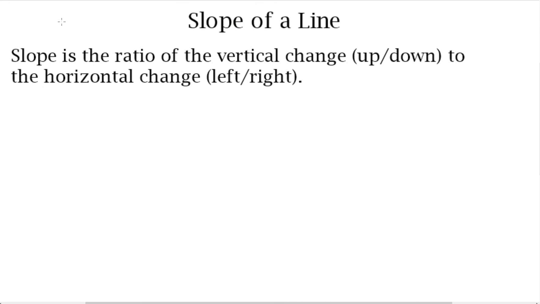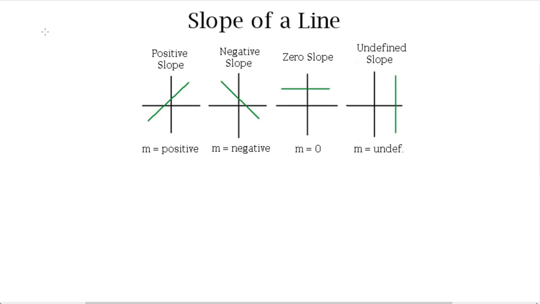Slope is the ratio of the vertical change up or down of a line to the horizontal change left to right. For any straight line, there's only 4 different types of slope, and the slope is read from left to right. So if we look at this line from left to right, we can see that this slope is increasing and this slope is decreasing. That is, the line is decreasing.